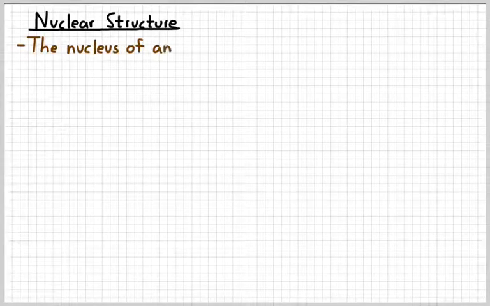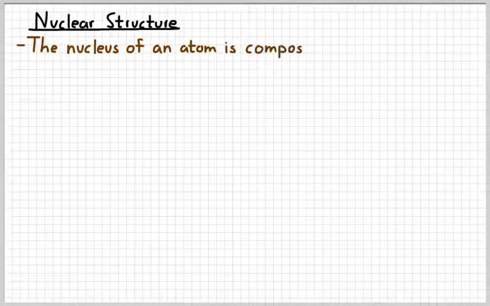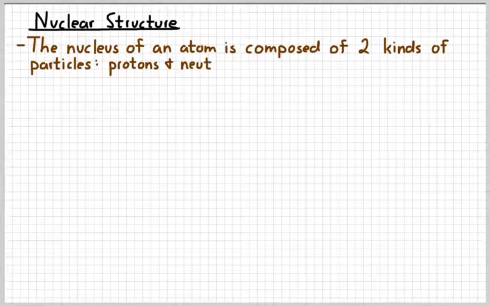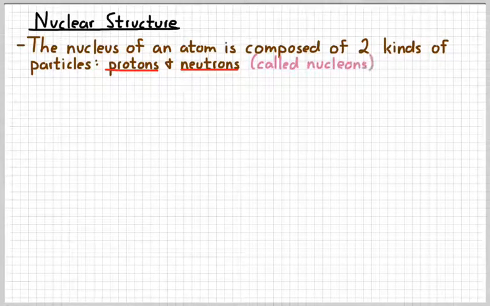So first, a little bit of review. Remember that the nucleus of an atom is composed of two different kinds of particles, which we have named protons, which have positive charges, and neutrons, which have negative charges. Together, we call these particles nucleons. And so both protons and neutrons are considered nucleons.